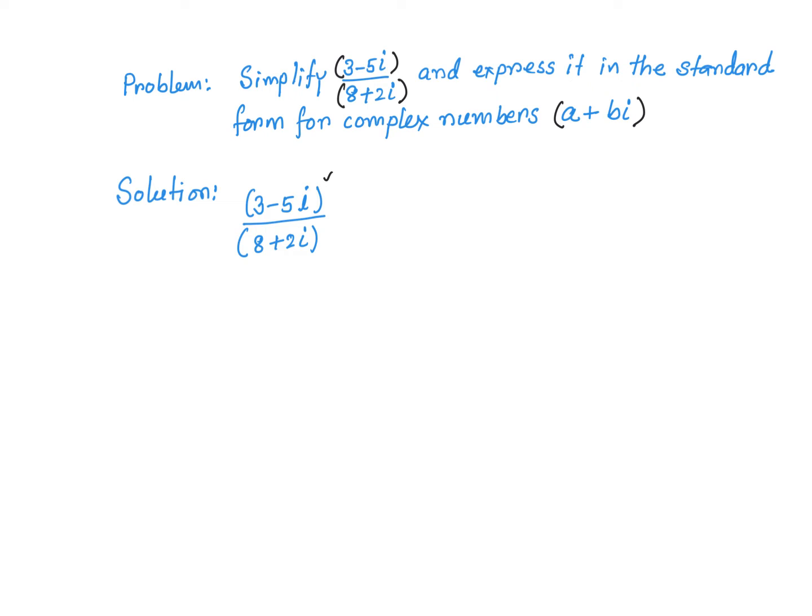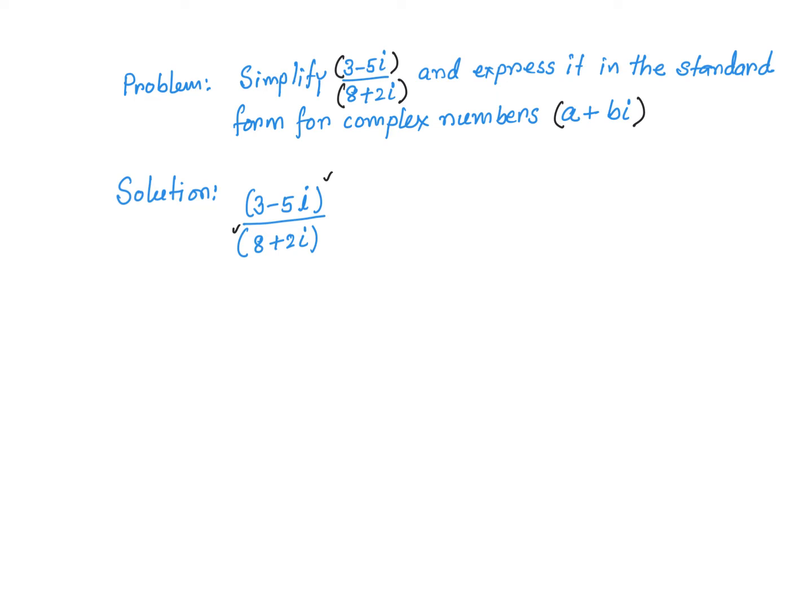So this is in essence division of two complex numbers. In the numerator you have 3 minus 5i, and in the denominator you have 8 plus 2i. However, keep in mind, division for complex numbers is not defined. But there is a way to simplify it and get a result for this division. The way you do it is this.